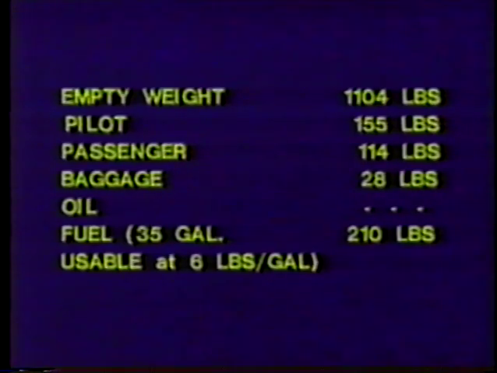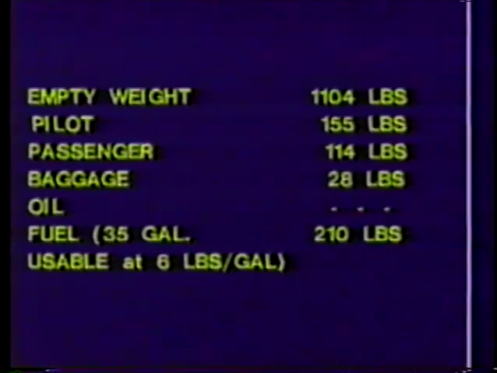The pilot weighs 155 pounds. The passenger weighs 114 pounds. Will carry 28 pounds of baggage, and the oil capacity is 6 quarts, which is included in the empty weight. Total fuel capacity with long-range tanks is 38 gallons, with 35 usable gallons. Using this data, determine if the airplane is within the maximum certified gross weight limit.